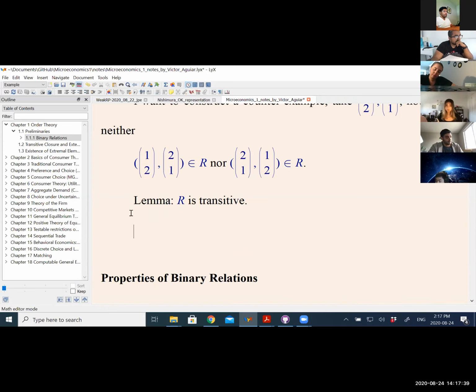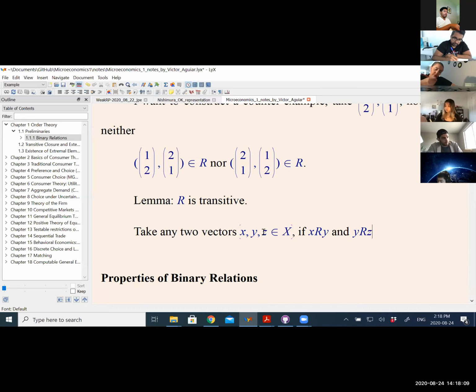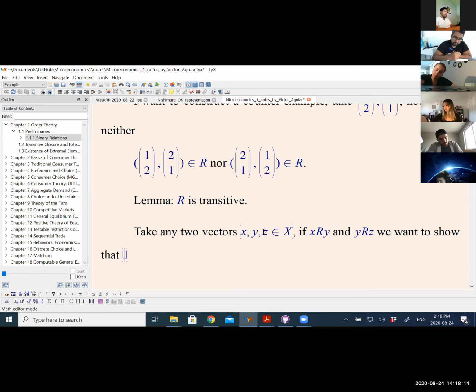Okay. So we say, look, take any two vectors, X and Y in R2. I'm going to call it X, but we know it's R2. And now, what do we do with these vectors? Well, we say three vectors, because we're talking about transitivity. And we say if X is in relation with Y and Y is in relation with Z, we want to show that X is in relation with Z, okay?